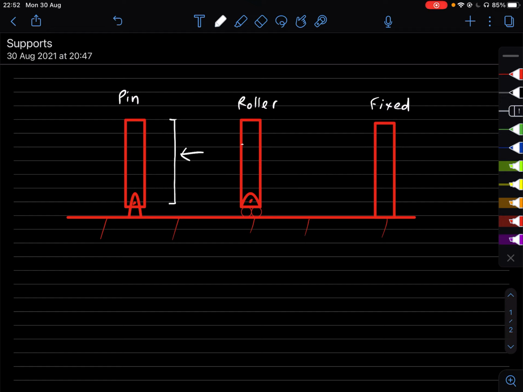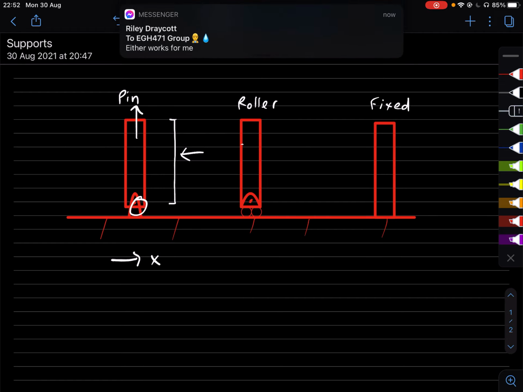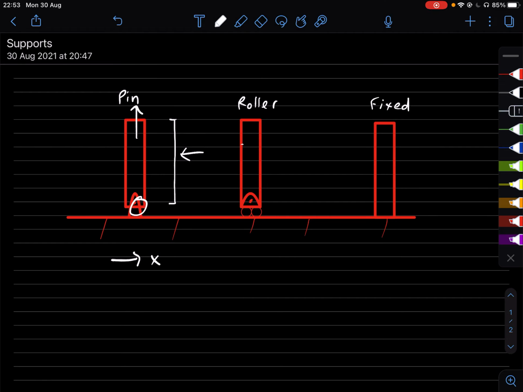So think about what would happen if I was to push this beam in this x direction here. What do you think would happen? Well, it's not going to move because it's literally pinned to the ground. So instead we're going to have an equal and opposite reaction, like that, in the x direction. In the same way, what would happen if I was to somehow try and lift this beam, like that? Well, again, it's not going to move because it's literally pinned to the ground. So it's going to have an equal and opposite reaction like that, in the y direction.